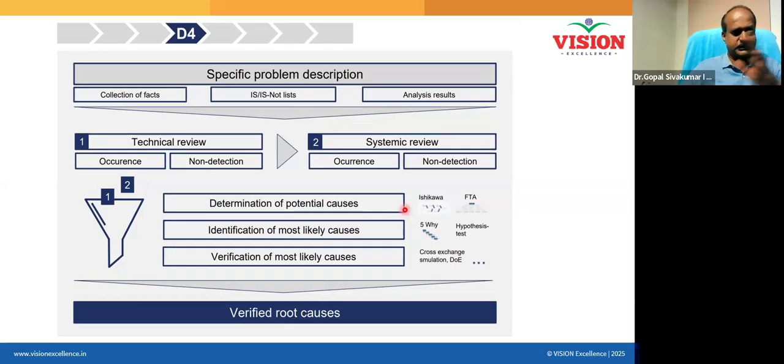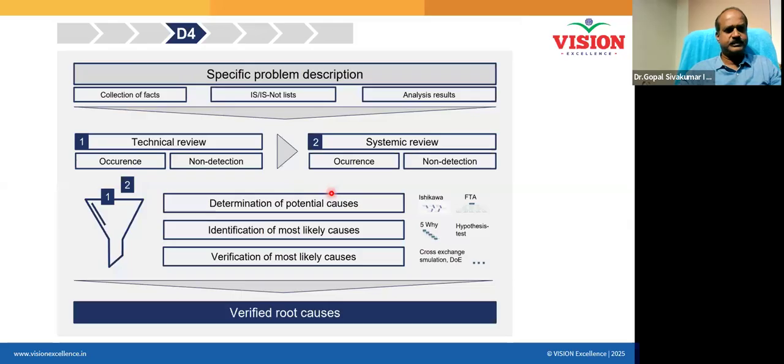Then the bones: there is a central bone and there are side bones. Then the side bones should be categorized. The normal way of categorization is 6M or 4M or a relevant method. And then all the causes, that is why I'm stressing here, all the causes, we call them potential causes.